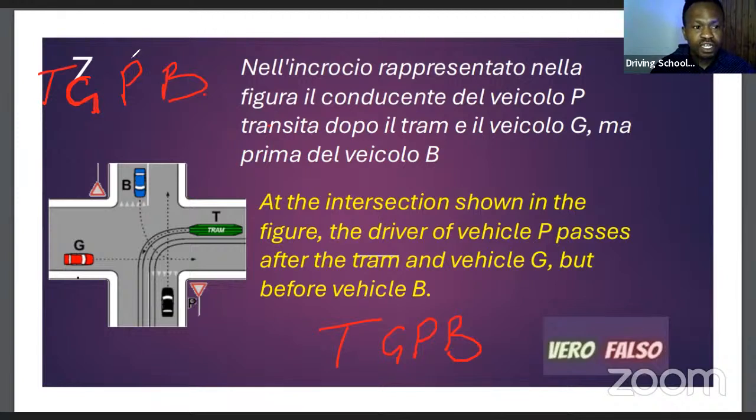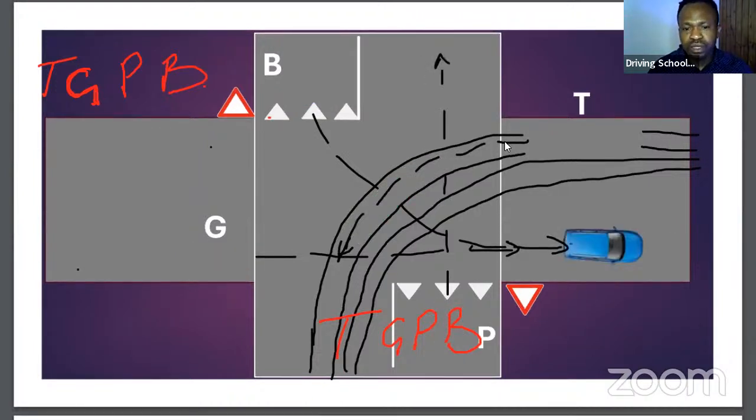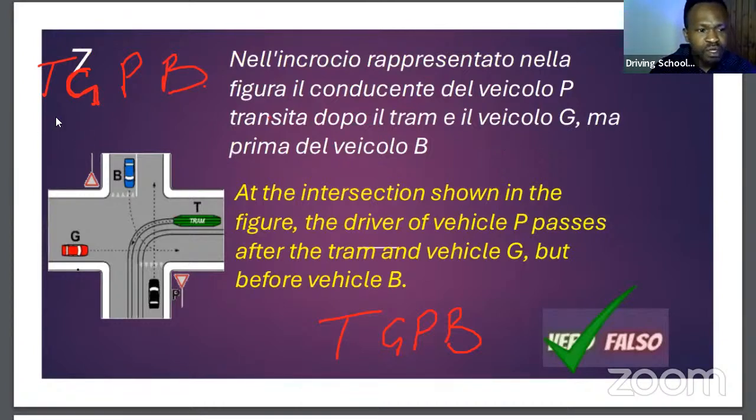The order of precedence at this intersection: vehicle P can pass after vehicle T and vehicle G already passed, but before vehicle B. And the answer is vero. So the order of precedence is T, G, P, B. So the answer is vero to question number 7.